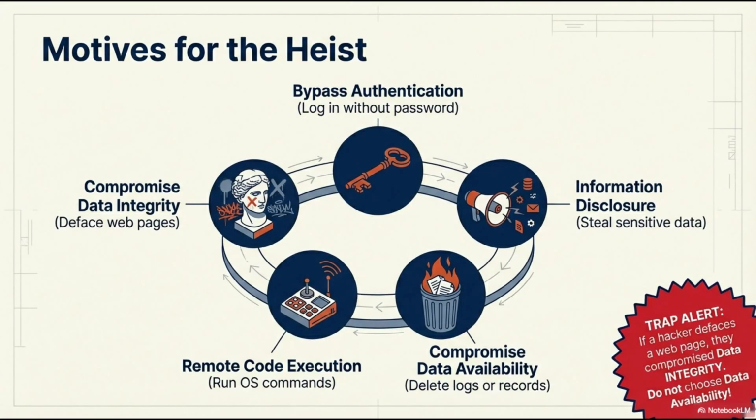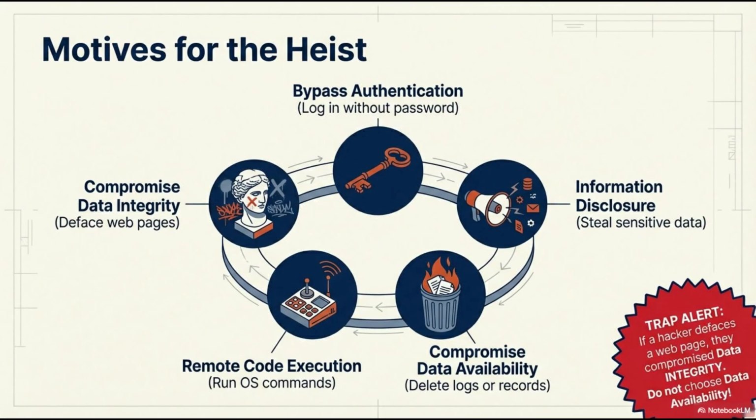Third is remote code execution, which elevates the attack to running underlying operating system commands on the host server. Fourth is compromising data availability, which involves deleting logs, wiping tables, or dropping entire databases. And fifth is compromising data integrity, which means altering the stored data or defacing web pages.